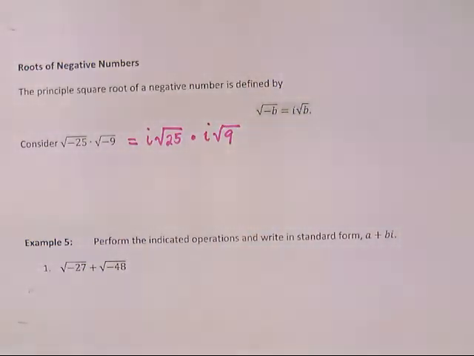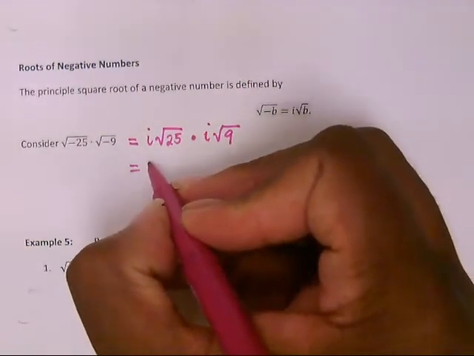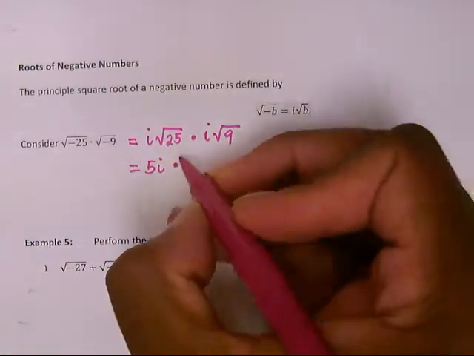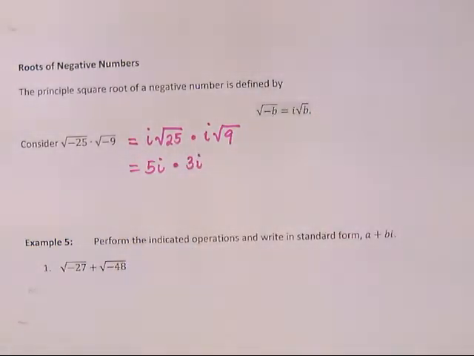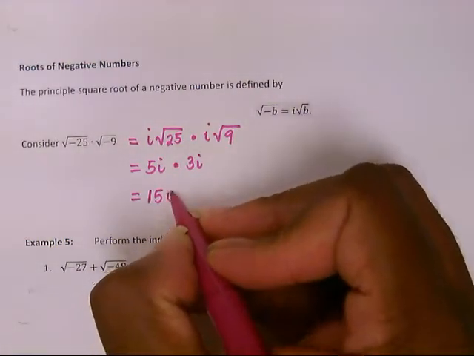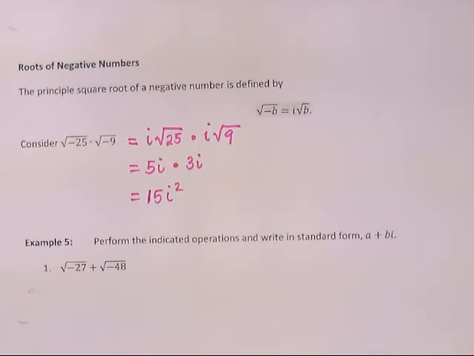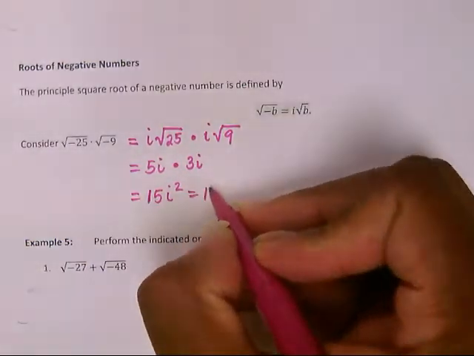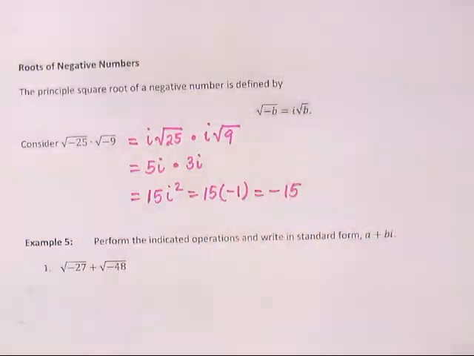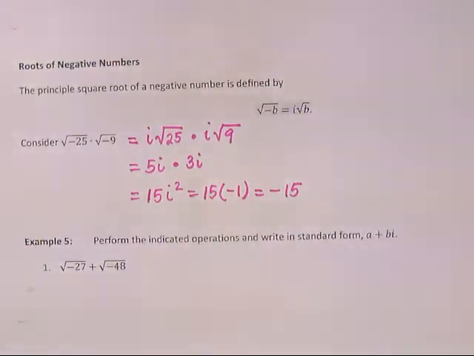And then we simplify. The square root of 25 is going to be 5, so it'll be 5i times the square root of 9, which is going to be 3. So I'm going to have 3i. And now I can multiply 5i times 3i. Well, 5 times 3 is 15, and i times i is i squared. And of course, i squared is negative 1. So 15 times negative 1 will be negative 15.